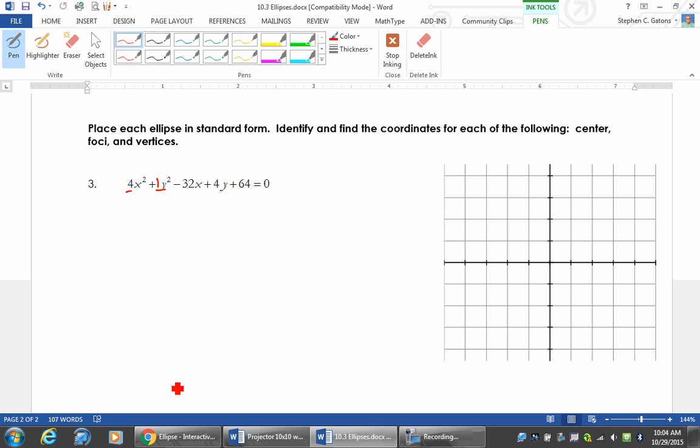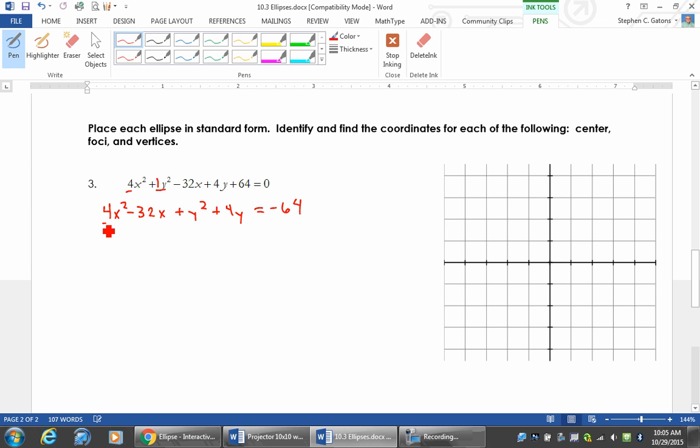So when you do this, and I'm going to do this the first time in separate steps so you can illustrate, you still attack it the same way. The x's go together. The y's go together. Anything that is a constant term goes on the other side. You start these exactly the same way as you started circles.